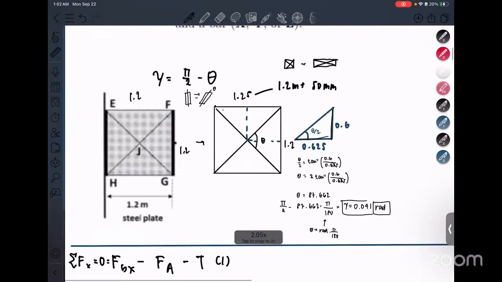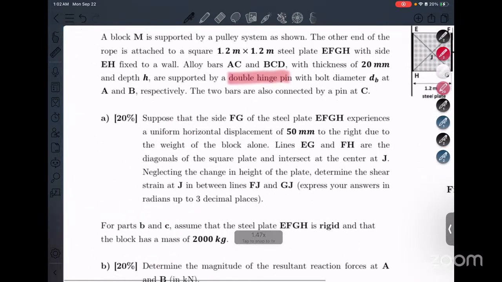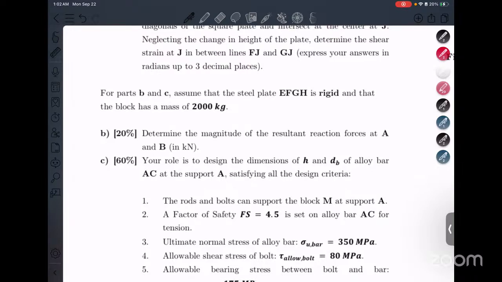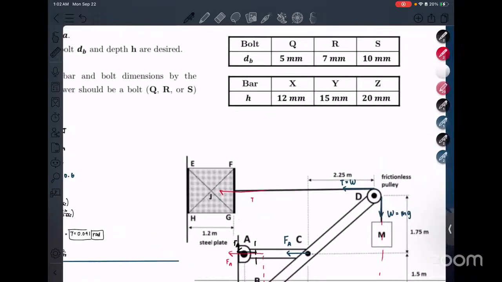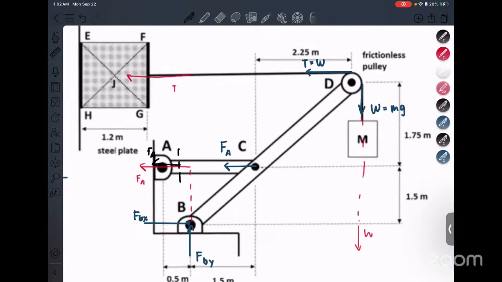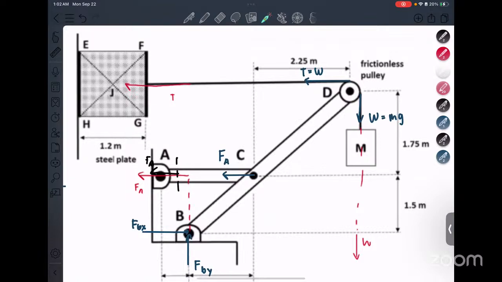Okay, so that's for the first sub-problem. The second sub-problem is: determine the magnitude of the resultant forces at A and B in kilonewtons. So this is just from 101. Don't mind the writing for now. I'll explain everything. First, let's get where we can derive forces from.